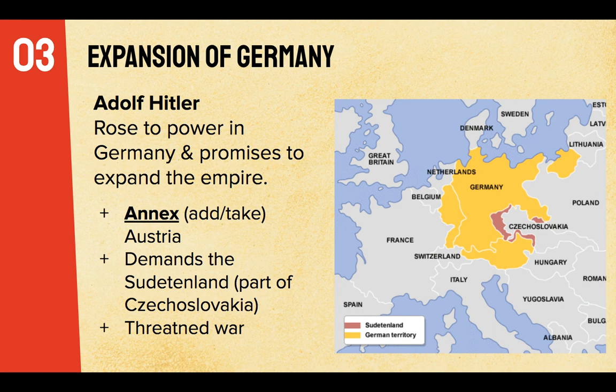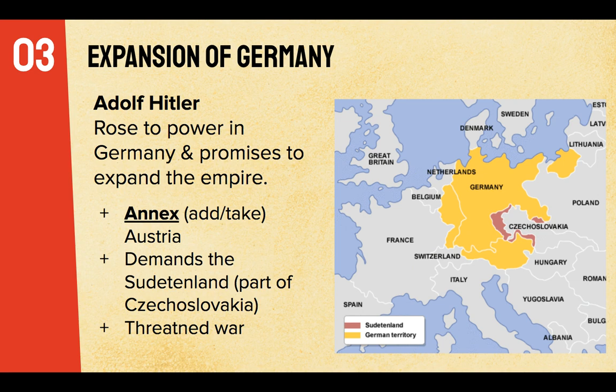And a couple examples of this. Number 1, throwing another vocab word at you. It's been on our word wall all year long. That word is annex. And to annex means to add or to take. So basically he looks at Austria, which is nearby Germany, and he says, we're going to take Austria and incorporate or add it to Germany.